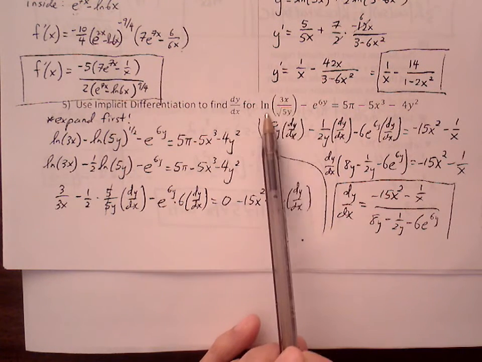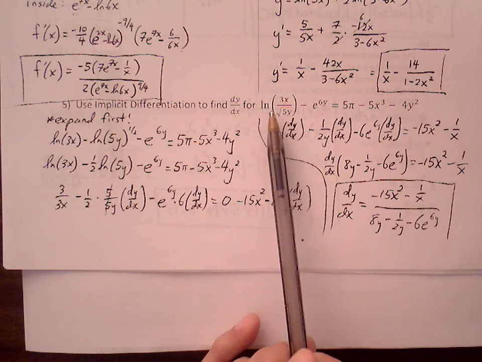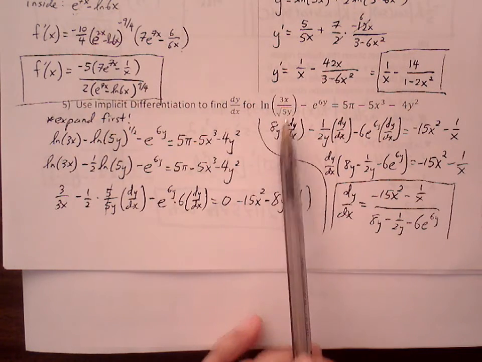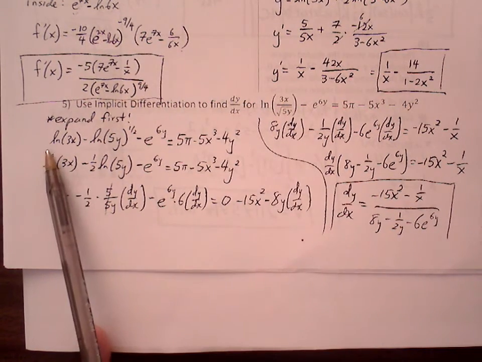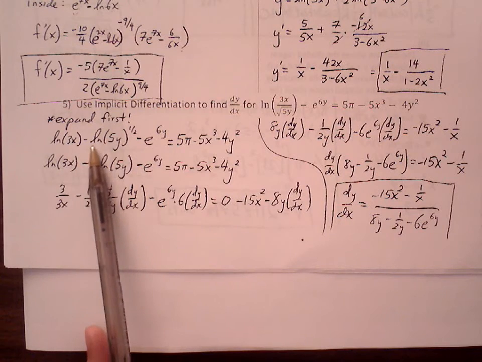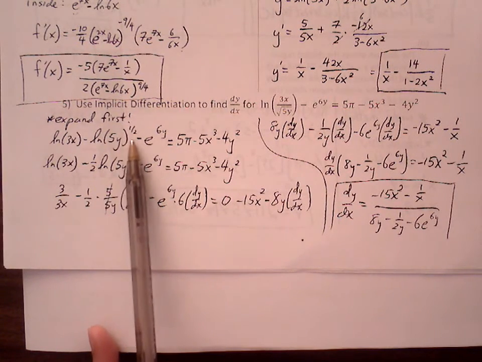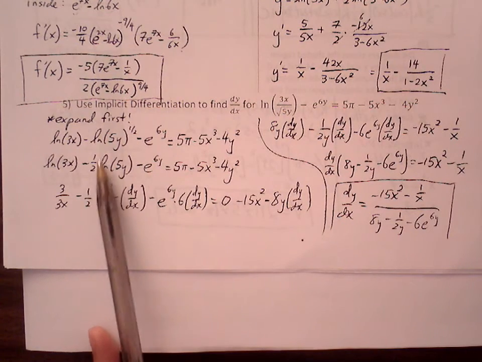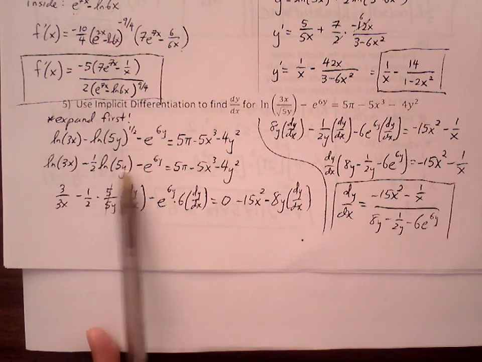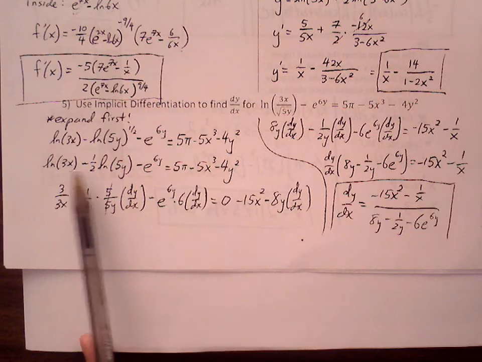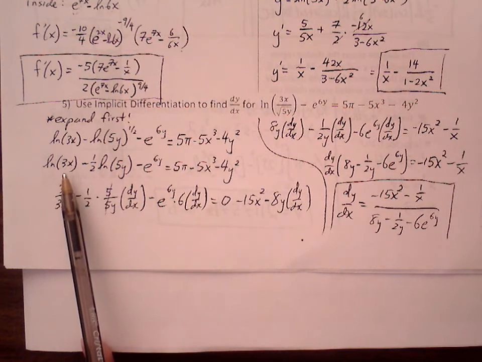the quotient property. Natural log of numerator over denominator is the same thing as natural log of numerator minus the natural log of the denominator. So I'm going to use the quotient property: natural log of 3x minus natural log of 5y raised to the 1/2. I can further expand this by pushing that 1/2 down in front. Now I have all my terms expanded. I'm going to now move to my derivative rule for each term.